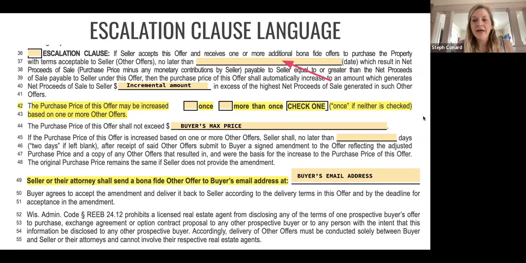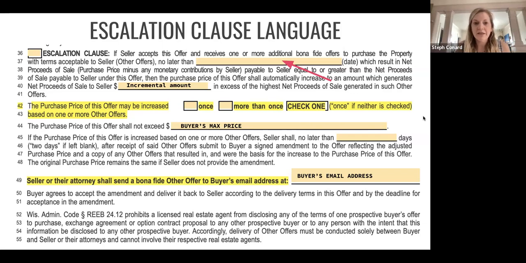So moving on, which results in net proceeds of sale, purchase price minus any monetary contributions by the seller, payable to seller equal to or greater than the net proceeds of sale payable to seller under this offer, then the purchase price of this offer shall automatically increase to an amount which generates net proceeds of sale to seller. And then on line 40, you're going to put in that incremental amount.